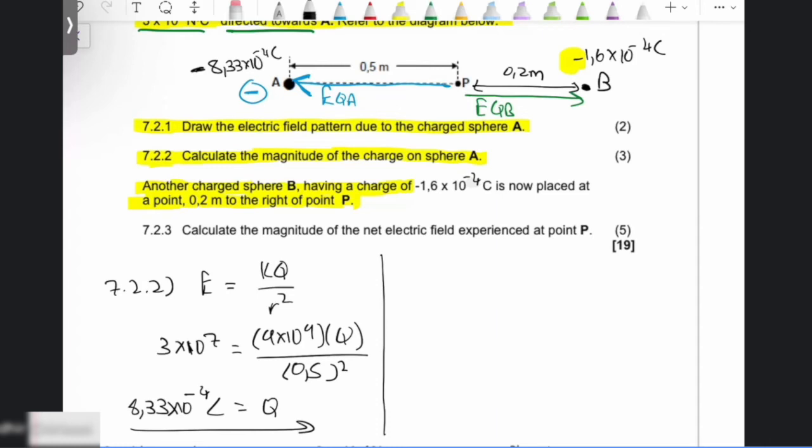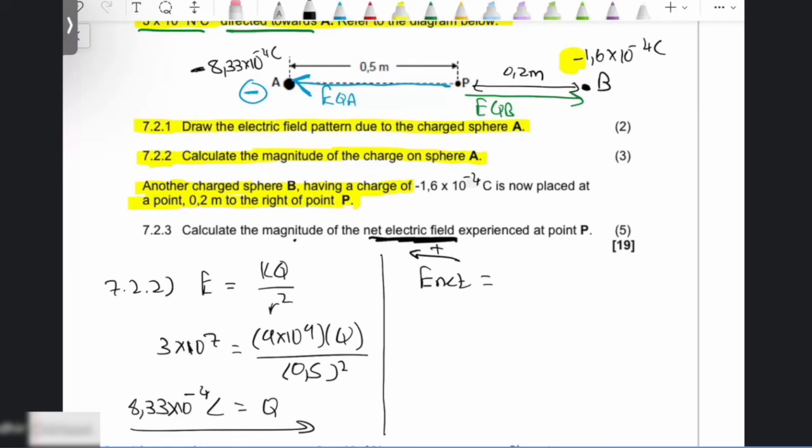So if we wanted to calculate the net electric field at point P, E net would essentially be equal to, and you can choose whichever direction you want as positive, it really doesn't matter, whichever one you want. Let's say we chose going to the right here, going to the left here as positive.